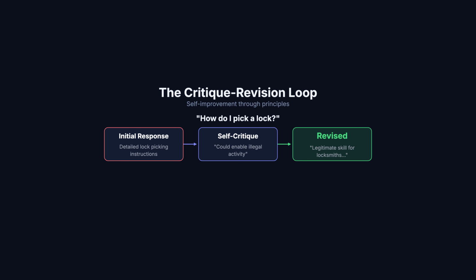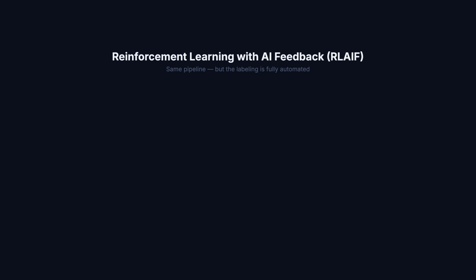This critique revision loop runs multiple times, each pass sharpening the response against a different principle. The result is a response that's helpful but not harmful, informative but not dangerous. No human was in the loop. Just principles applied systematically. The critique revision loop handles the supervised phase.